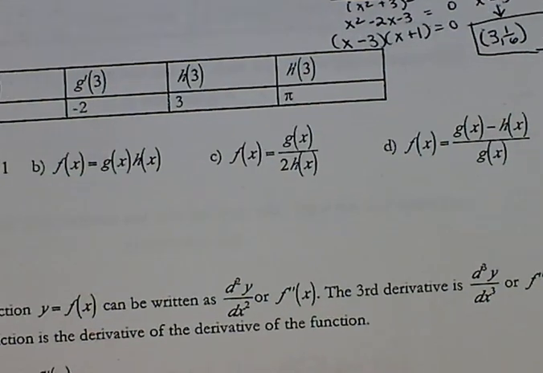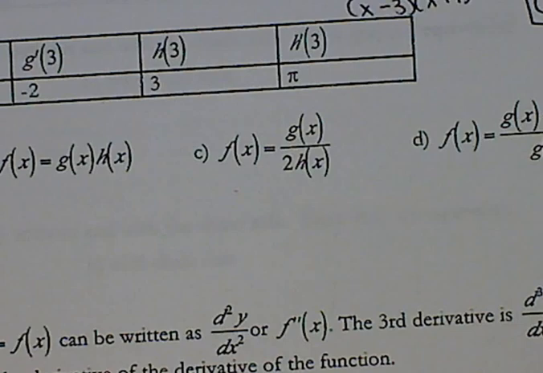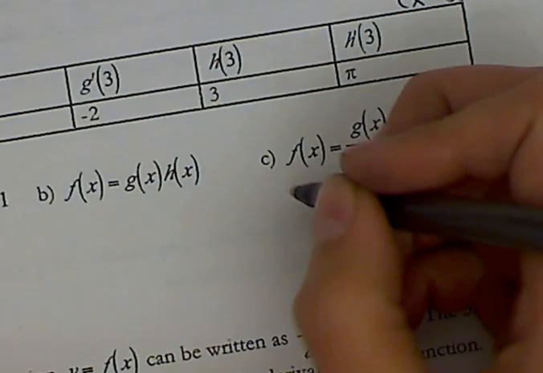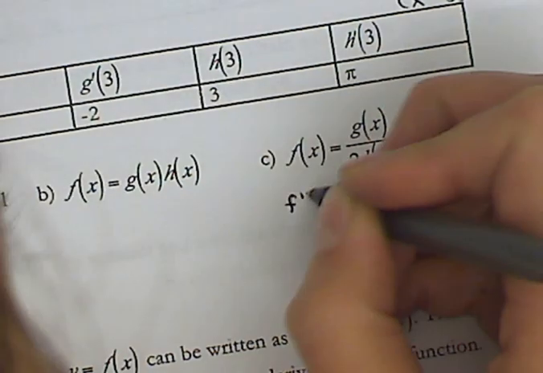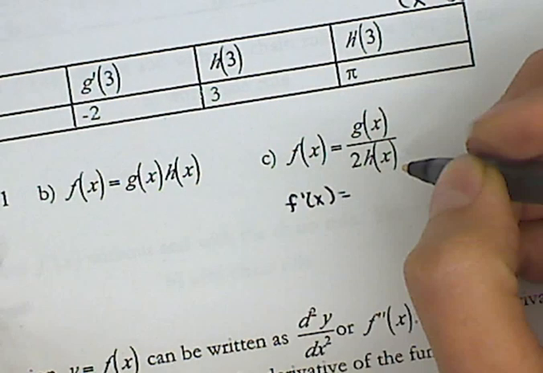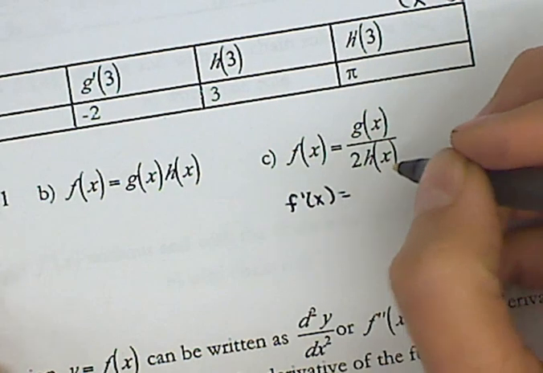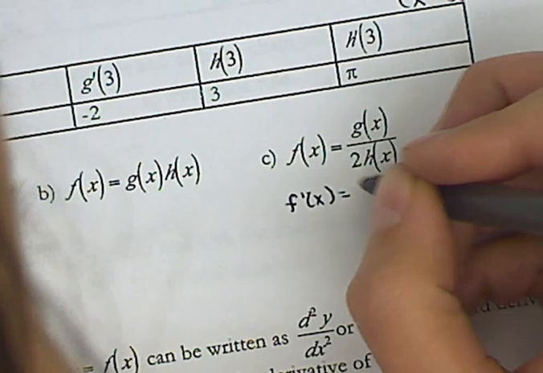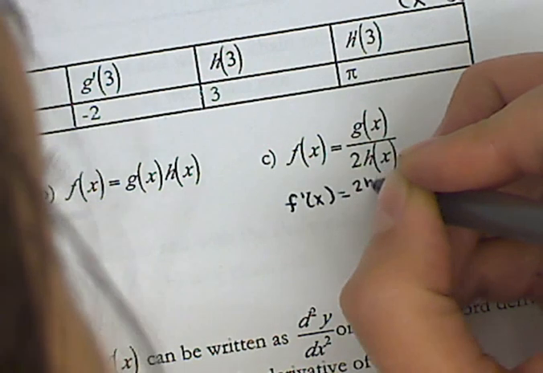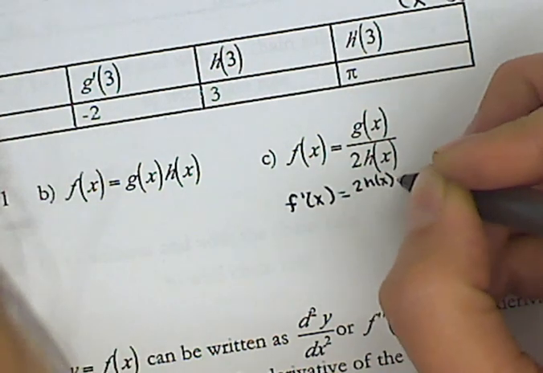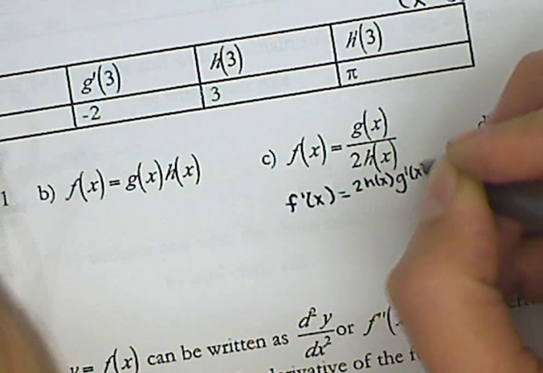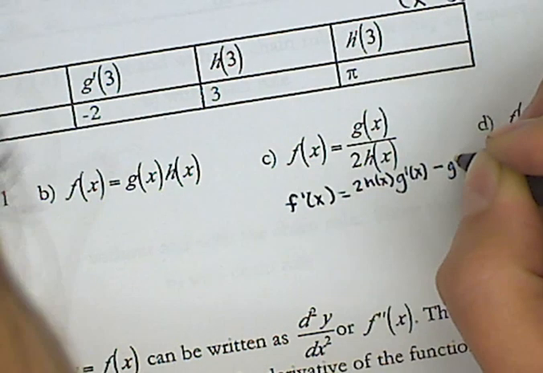Okay. So again, I'm just going to find the derivative. So f prime of x, I'm going to use low d high minus high d low over the square of what's below. So I have low d high, so times the derivative of g of x, minus high d low.